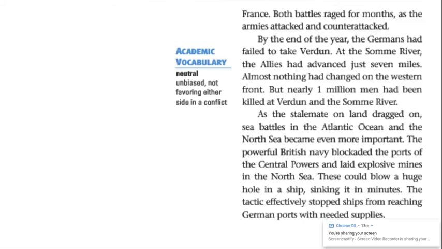As the stalemate on land dragged on, sea battles in the Atlantic Ocean and the North Sea became even more important. The powerful British Navy blockaded the ports of the Central Powers and laid explosive mines in the North Sea. These could blow a huge hole in a ship, sinking it in minutes. The tactic effectively stopped the ships from reaching German ports with needed supplies.